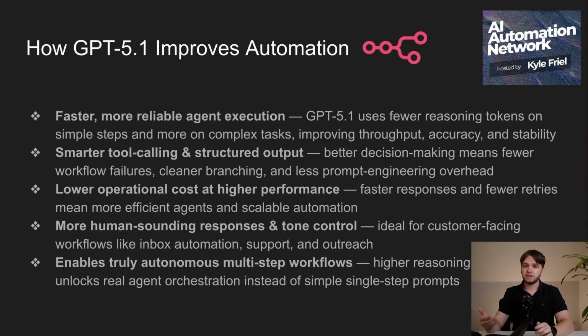In short, GPT-5.1 makes agent workflows noticeably faster and more reliable by using reasoning more efficiently, which reduces failures and speeds up execution. We also get much smarter tool calling and more consistent structured output, which means cleaner branching logic and far less prompt engineering. Even though it's the same price as GPT-5, it effectively costs less to run because of optimized token usage and faster responses, meaning fewer retries and greater scalability.